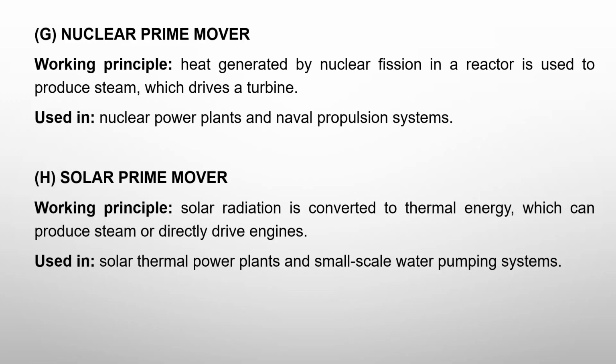Now next is the nuclear prime mover. Here nuclear energy is used to produce heat. This heat is used to convert water into steam, and through this steam the turbine is rotated. So it is used in the nuclear power plant as well as for the naval propulsion system.